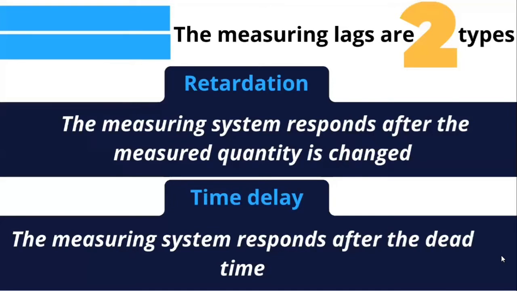Then time delay is when the measuring system responds after a dead time. We are about to measure something, but the measurer actually has zero value for a few seconds, and only then will it start recording or showing output, right? So this dead time, when considered in the study, we can call it a delay, a lag, which comes under the category of time delay, right? So two categories: retardation and time delay.